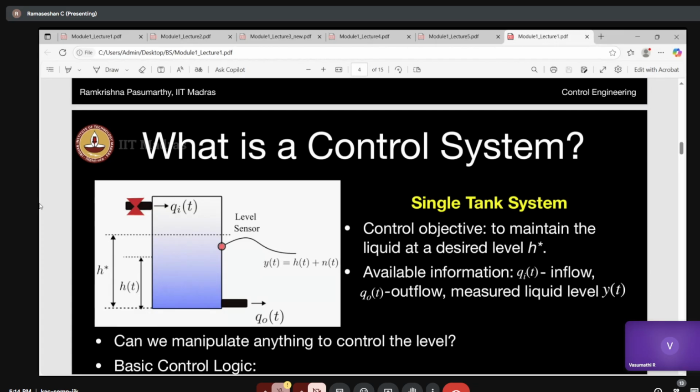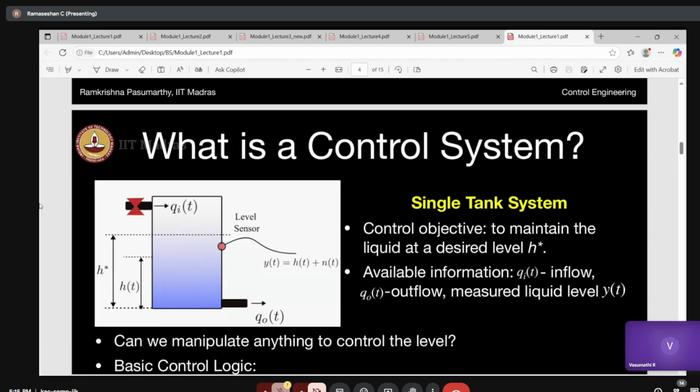Yes, sir. Like sir, in this particular example, when the professor explained this, he took qi of t. So here I'm assuming that qi of t is the input, and qo of t cannot be controlled. But what is simply q of t? There is nothing called q of t. There's either qi or qo. Yeah, so I'm talking about qo of t. So qo of t is independent. See, if you put a tap on the right hand side, you can control qo of t also. Yeah, but currently qi of t can only be controlled.